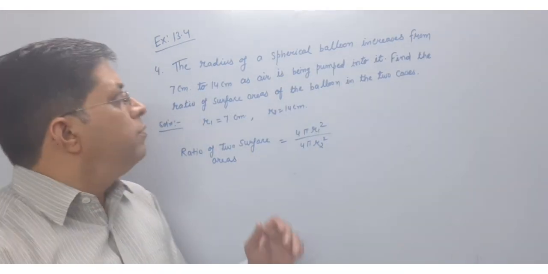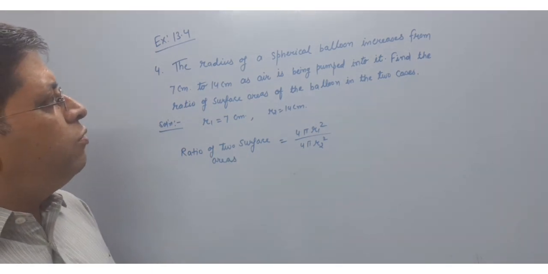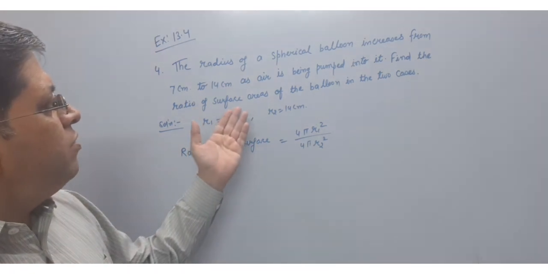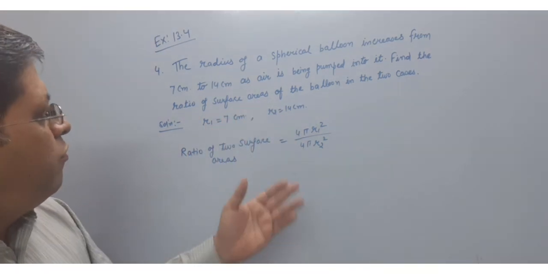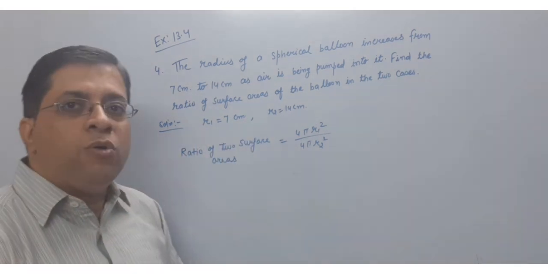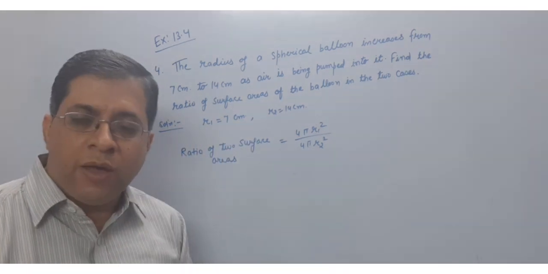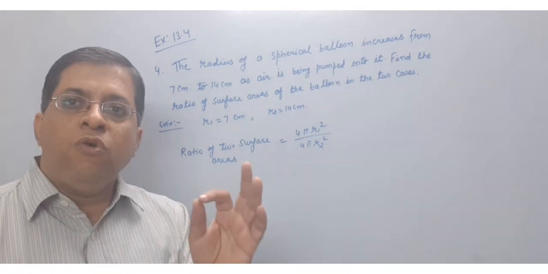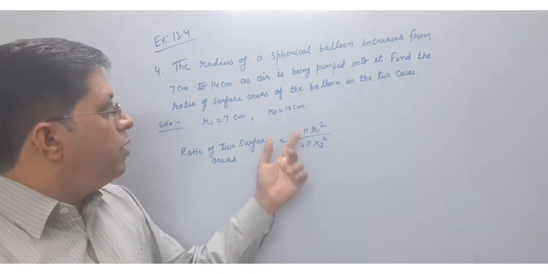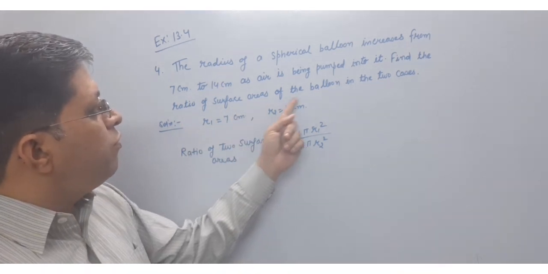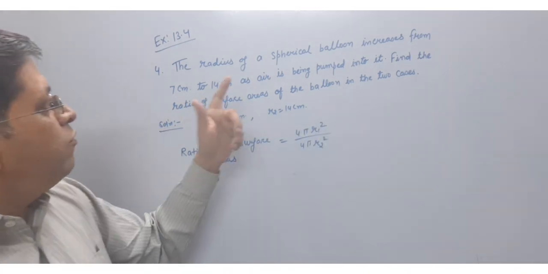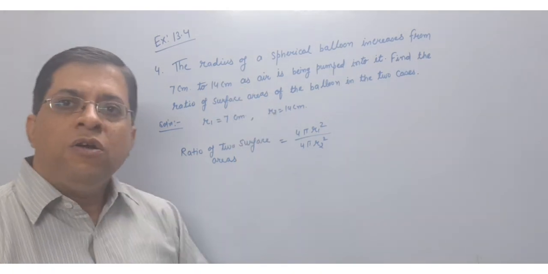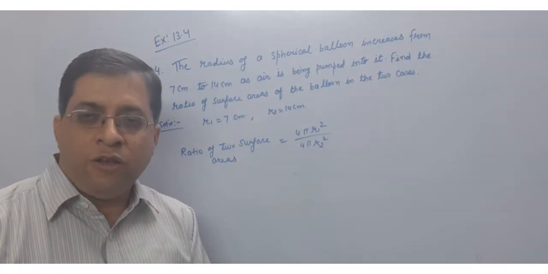Yes, the next question. The radius of a spherical balloon increases from 7 centimeter to 14 centimeter as air is being pumped into it. Find the ratio of the surface area of the balloon. The balloon is in the shape of a sphere, no? And what is the TSA of a sphere? TSA of sphere is 4 pi r square. You have to find the ratio of the surface areas of the balloon in these two cases. What is given: r1 is given to you, 7 centimeter, and r2 is given to you here, 14 centimeter. You have to find the ratio of it.